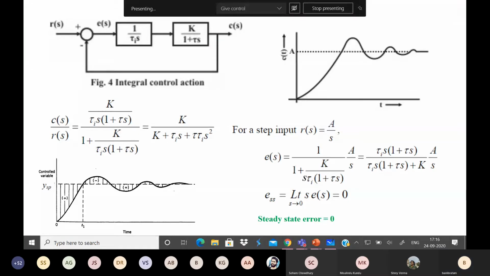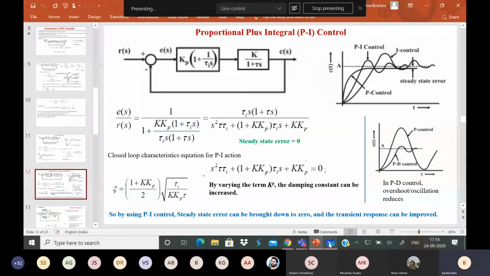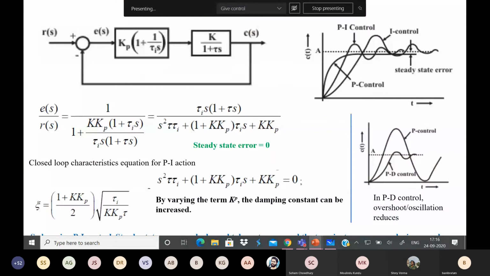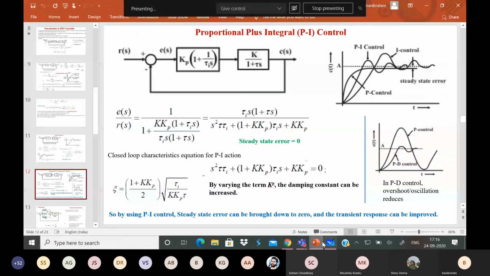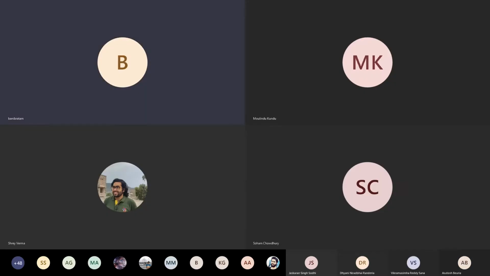Now, if we see, yes, so here again. On sphere and sphere.